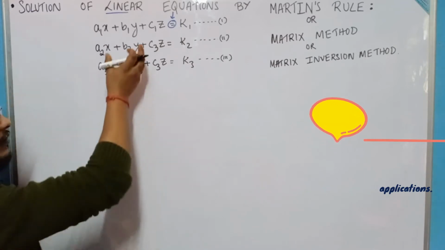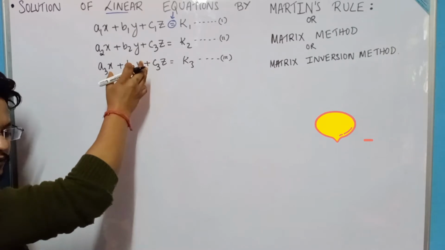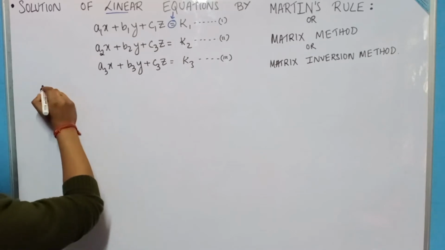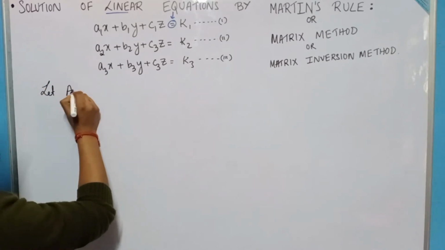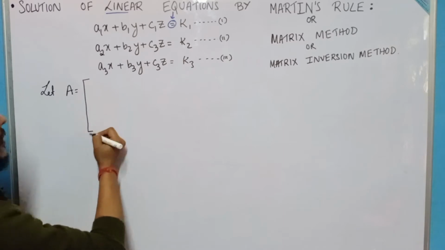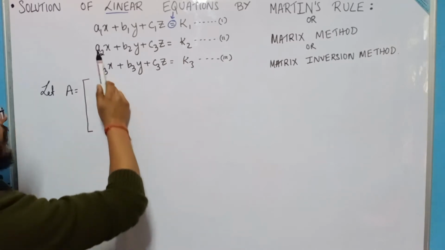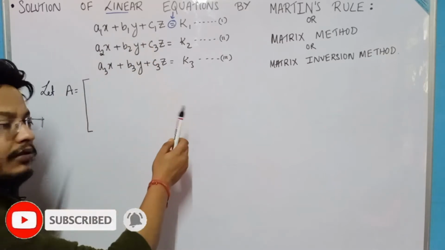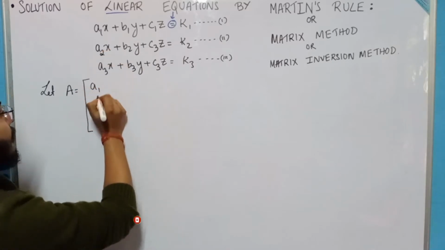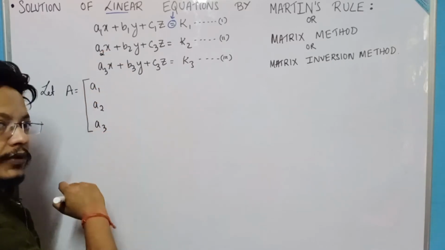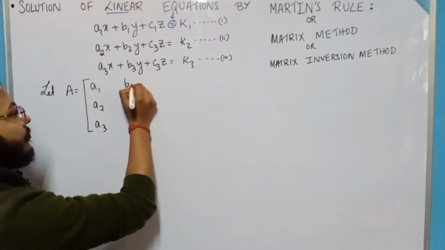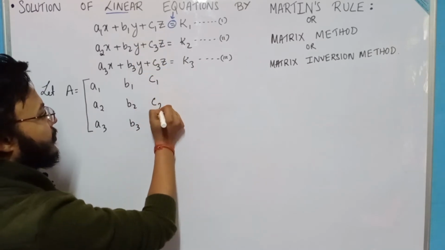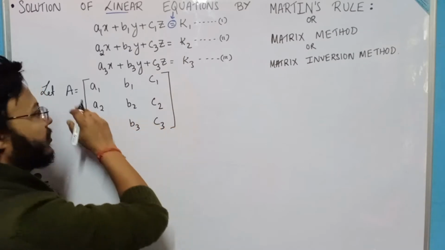So in exam you will get three equations. Now you have to solve for the values of x, y and z. So what does Martin's rule say? Let A equal to, you have to form a 3 by 3 matrix. You have to take the coefficients of x, y and z and form the matrix. The coefficients of x are a1, a2 and a3. Similarly the coefficients of y are b1, b2 and b3. Similarly for z, c1, c2 and c3. So this is your matrix A.